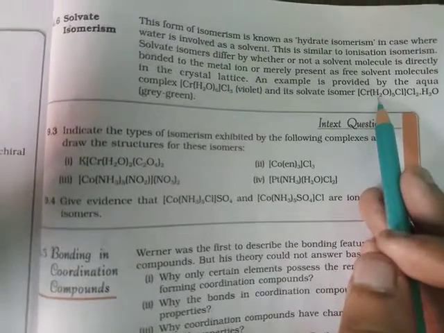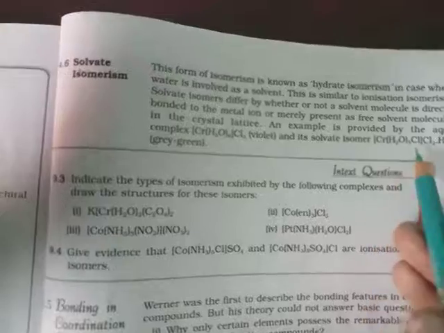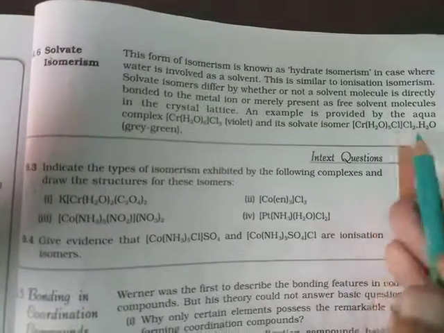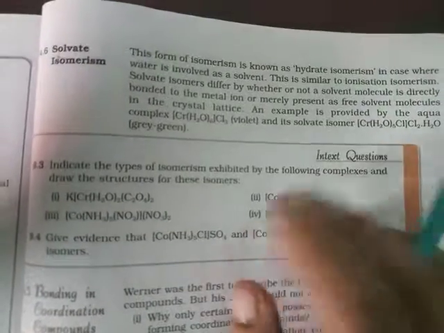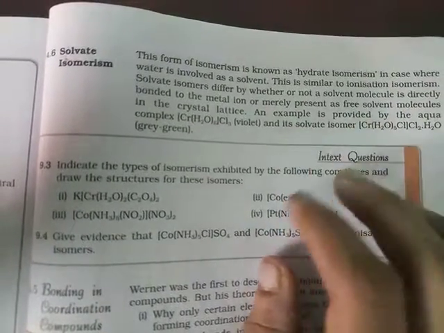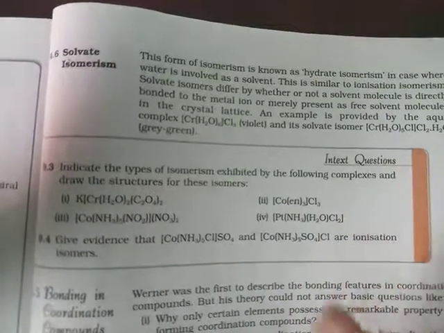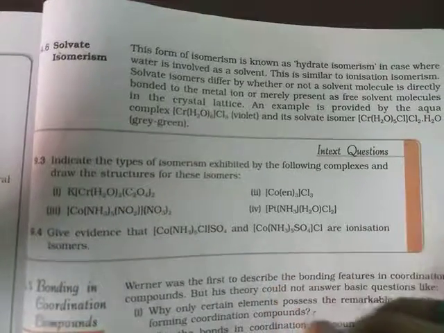This is similar to ionization isomerism, right? Because why is it similar to ionization isomerism? Because ionization isomerism में भी same चीज़ was happening, displacement हो रहा था of two ligands, okay? And the same thing is happening over here also, only the difference is that here H2O or the solvate is present as a ligand. So that is what is solvate isomerism.